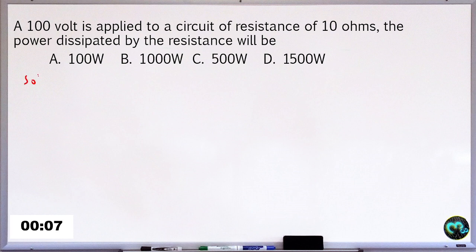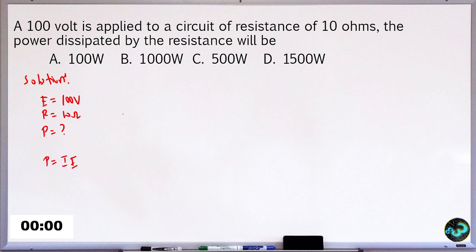Okay, so solution. The given voltage is 100 volts, the resistance is 10 ohms, and we are looking for power again. So it's P again, but we don't have the current. But we know from Ohm's law, current is equal to voltage over the resistance. So we have 100 volts divided by 10 ohms, so that is equal to 10 amperes.